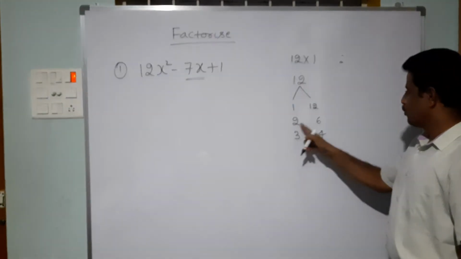You see, 2 plus 6 is 8. Middle term is what? 7. This won't work, this won't work. Next, 3 plus 4 is 7. 7 comes. Okay, this factor is right. You take these factors. This is rule number 2.